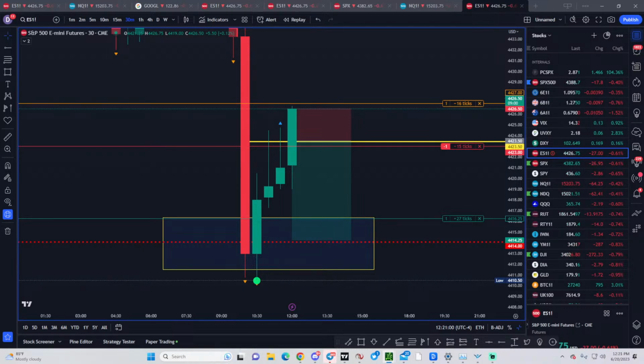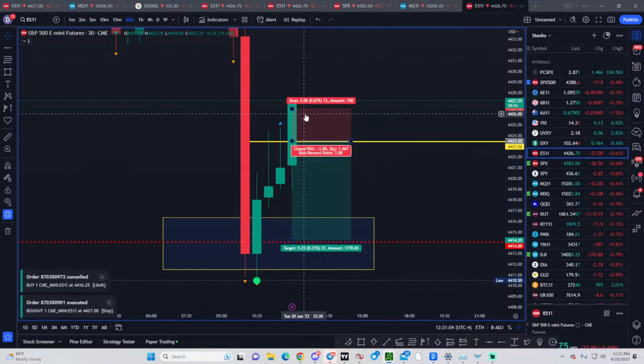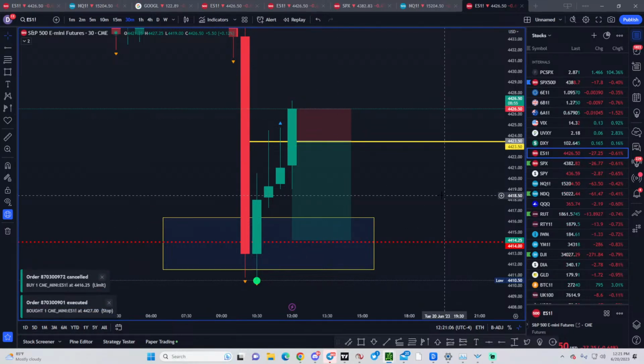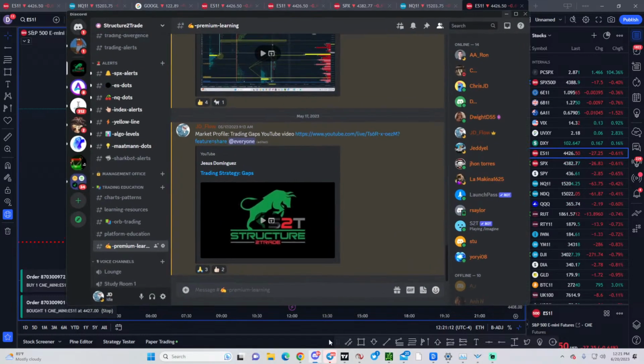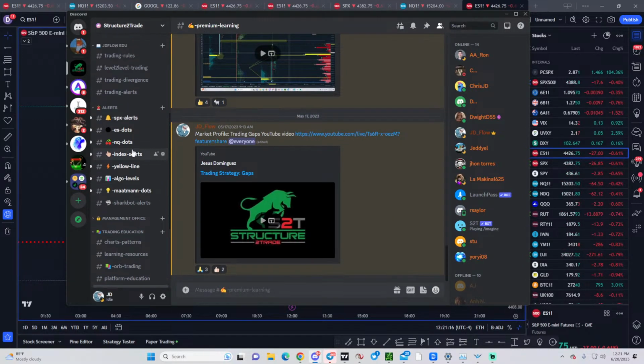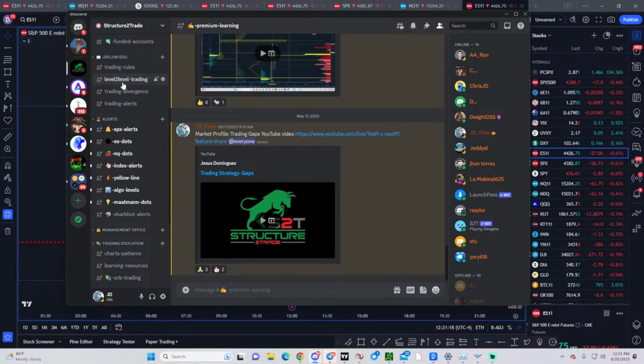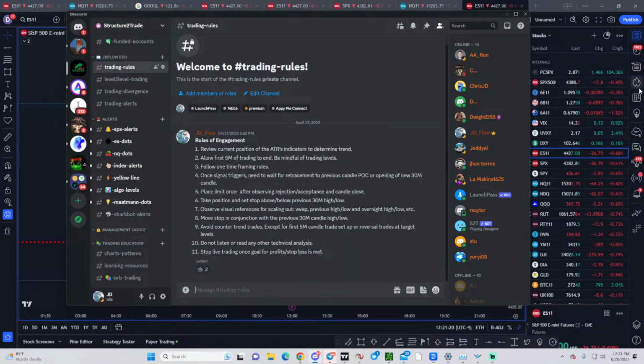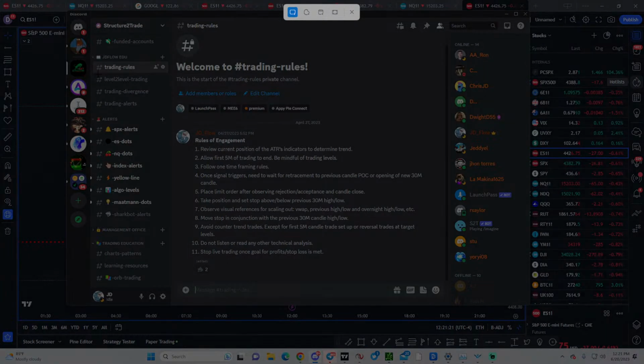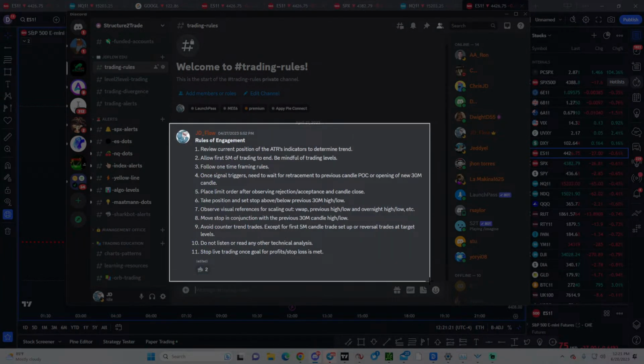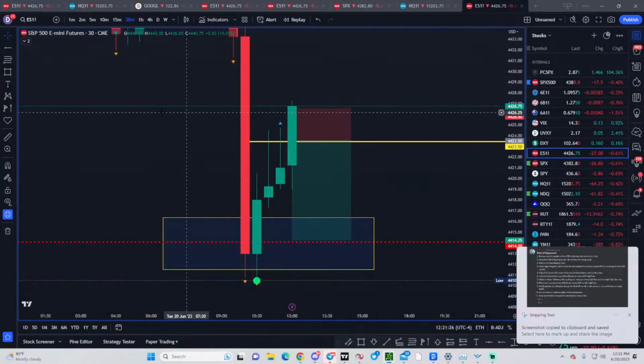Likely to get stopped out pretty soon. Okay, we got stopped out. All right, so you see what happens here. So we got stopped out in this trade. So when you go back and you go into this area here, in which I talk about trading rules, I'm going to take a screenshot of this, and I'm going to post this over here.